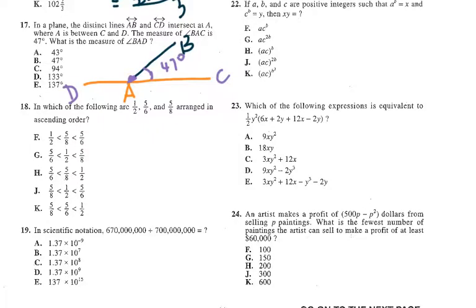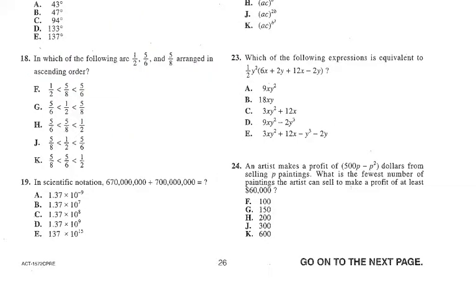For number 17, we can draw this diagram according to the given information. And we know the BAC, this angle is 47. Then the BAD, we have to use 180 minus 47. The answer will be 133. For number 18, since you can use the calculator, so this part is really easy. Change it into decimal, then you need to compare. Answer will be A.